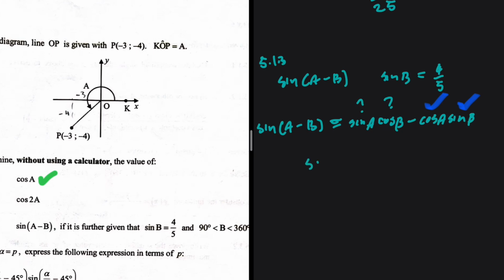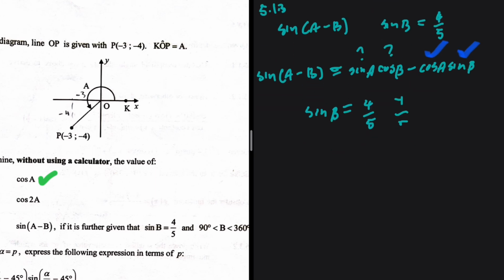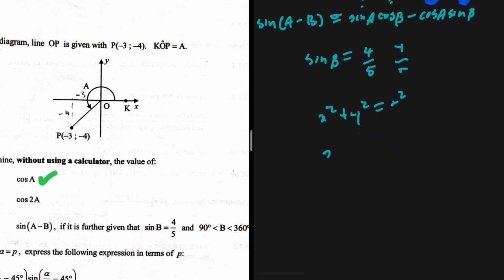We are given that sine of B is equal to 4 over 5. Sine is equal to the opposite, which is y, over the hypotenuse, which is r, right? So we can find x using that. We can say that x squared plus y squared is equal to r squared. So x squared is equal to 5 squared minus 4 squared. So x squared is equal to 9. x is equal to plus or minus 3. So there we go.